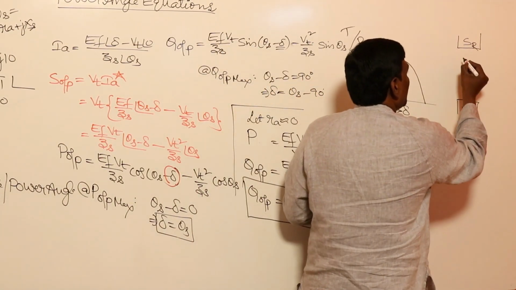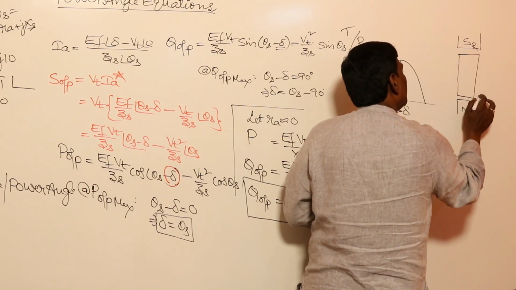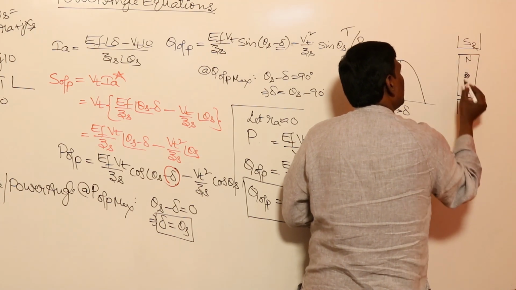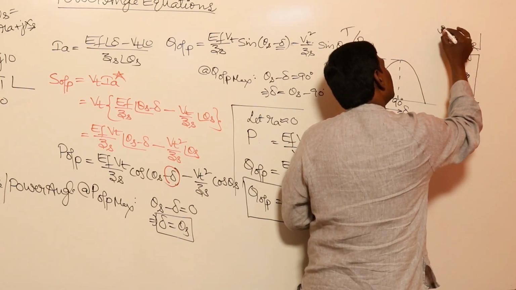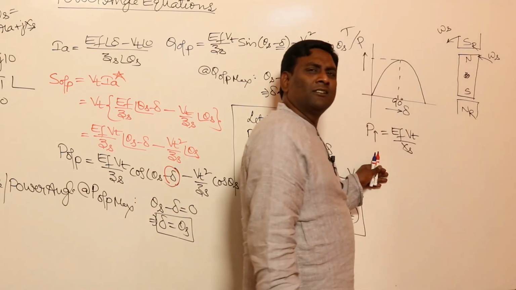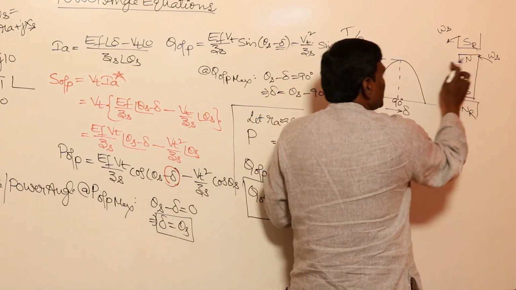Okay, if my field poles are here, this is going to be the N pole and the S pole. It is rotating with omega s, and the stator field is also rotating with omega s. Then how much is the torque developed? 0.